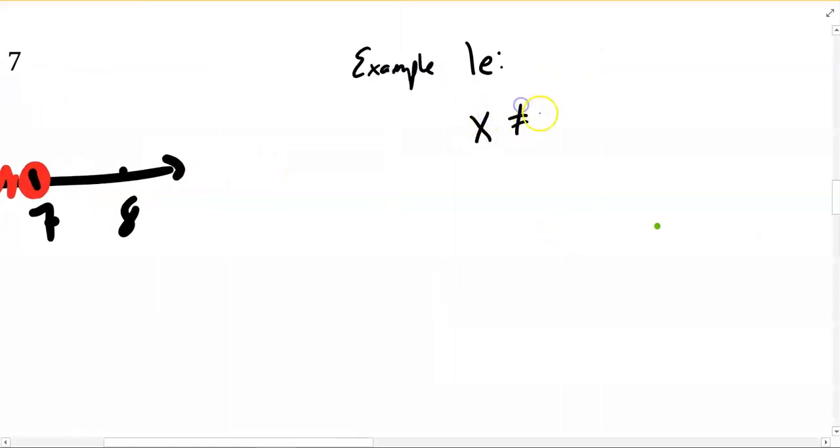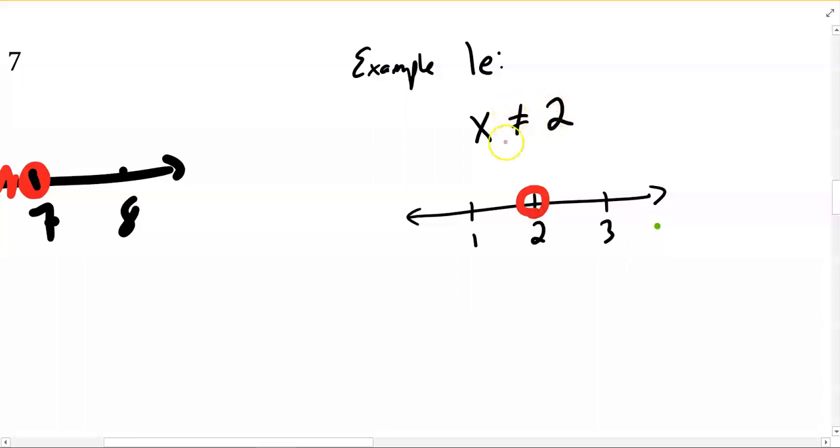X is not equal to 2. So what does that mean on the number line? When we draw the number line, 2's in the middle, 1's on the left, 3's on the right. So what is going to happen at 2? Well, we're not equal to 2, right? So being not equal to that value means I need to put a circle.